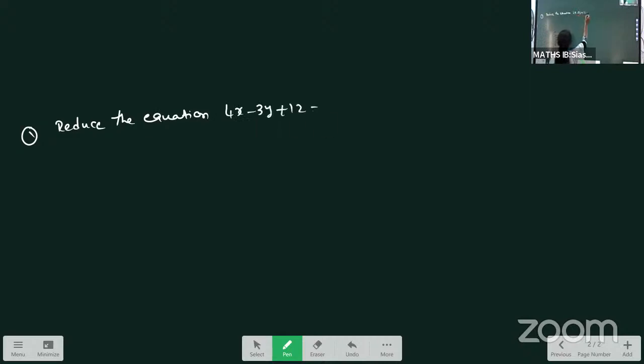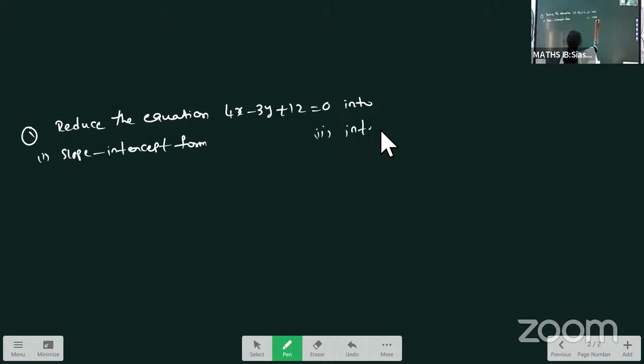We move to the question. First question: reduce the equation 4x minus 3y plus 12 is equal to 0 into, first, slope-intercept form, and second, intercept form. So a normal straight line is given, and we have to convert it in 2 ways.